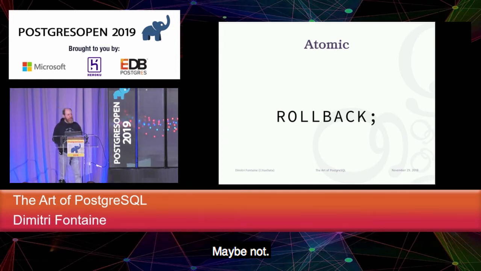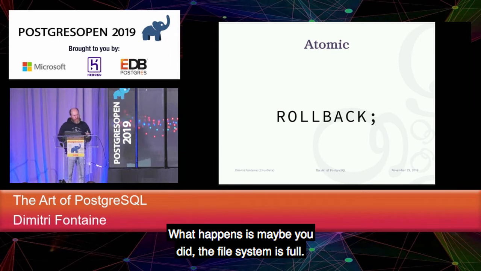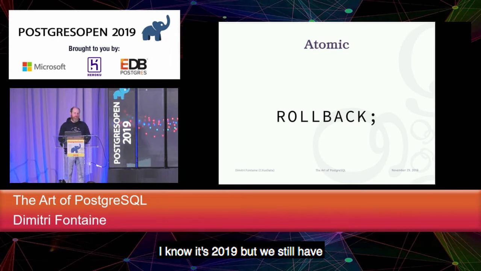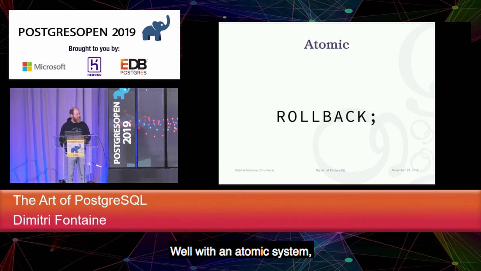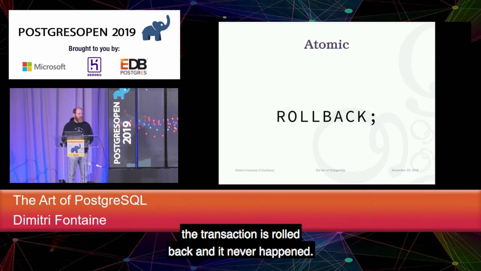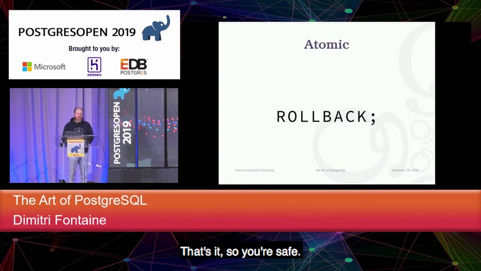Maybe not. What happens is maybe the file system is full. I know it's 2019, but we still have that problem in production sometimes. So file system is full. What's next? Well, with an atomic system, the transaction is rolled back and never happened. That's it. So you're safe.